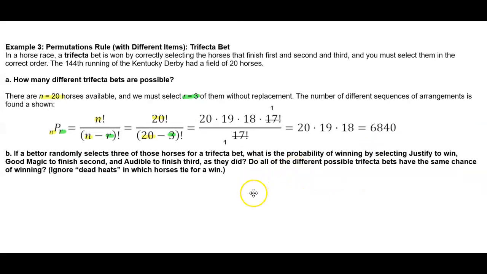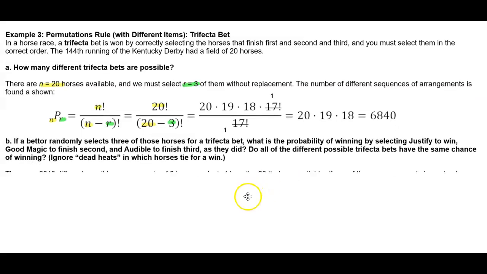Now, if a bettor randomly selects 3 of those horses for a trifecta bet, what is the probability of winning by selecting Justify to win, Good Magic to finish second, and Audible to finish third, as they did? And then, do all of the different possible trifecta bets have the same chance of winning? Now ignore dead heats in which horses tie for a win.